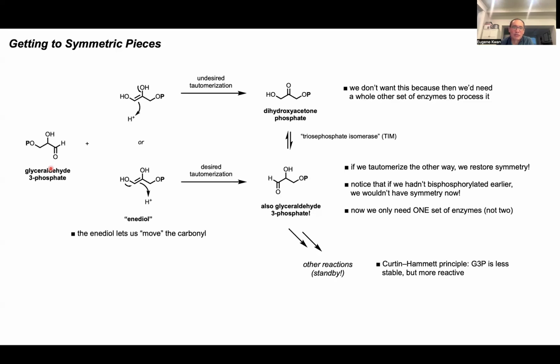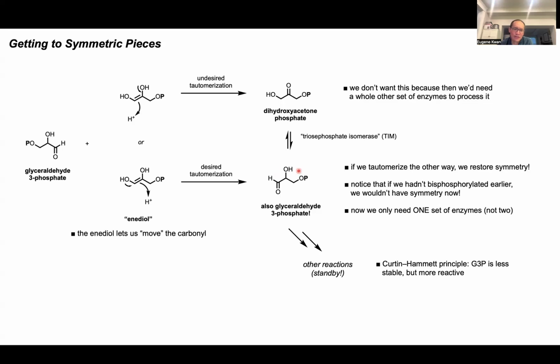And so nature's come up with this very clever solution. It says, I'm just going to let that tautomerization be unselective, but I'm going to provide an enzyme that lets these things equilibrate, right? Because if we protonate at this other carbon, then we're going to end up with the desired glyceraldehyde phosphate. So let's just provide an enzyme that's going to isomerize these. And then I'm only going to provide enzymes to process glyceraldehyde 3-phosphate.